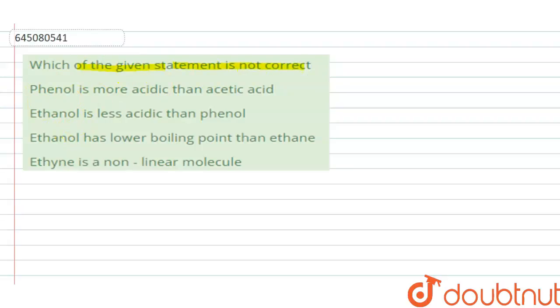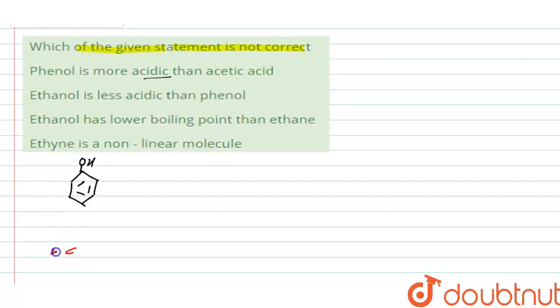Hi everyone, so the question is, which of the given statements is not correct? And here we have 4 options. As in option A, we are given that phenol is more acidic than acetic acid. The structure of phenol is something like this, a benzene ring with an OH. Now in the second step we have acetic acid, which is CH3 C double bond O and OH.